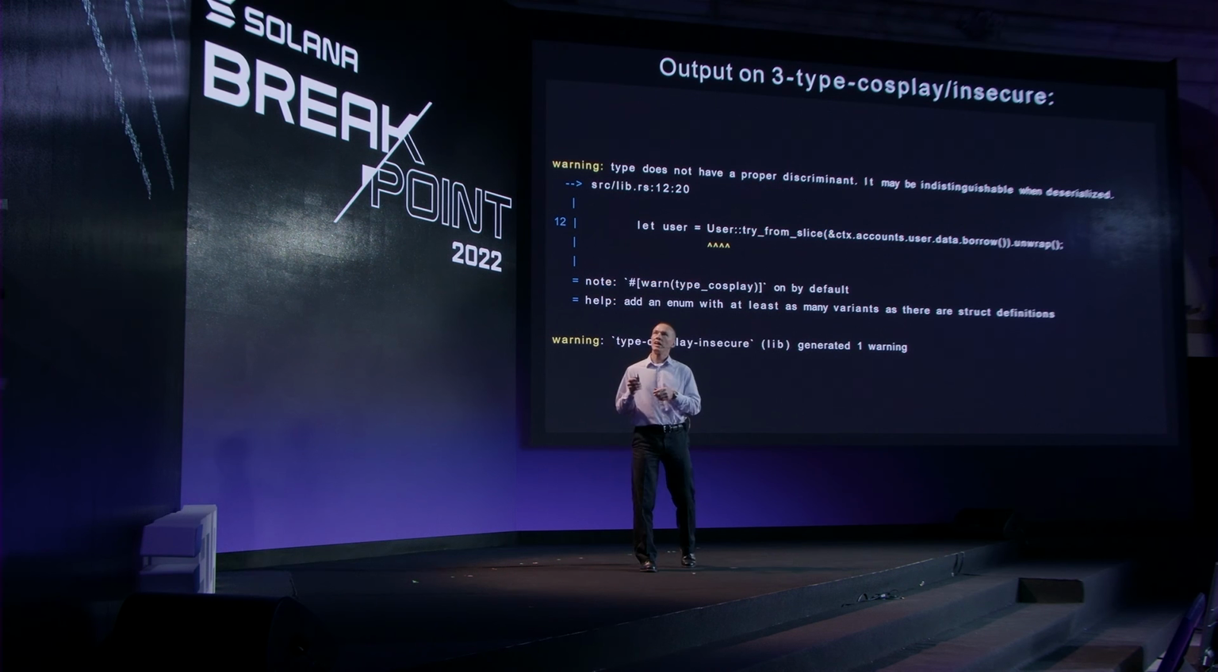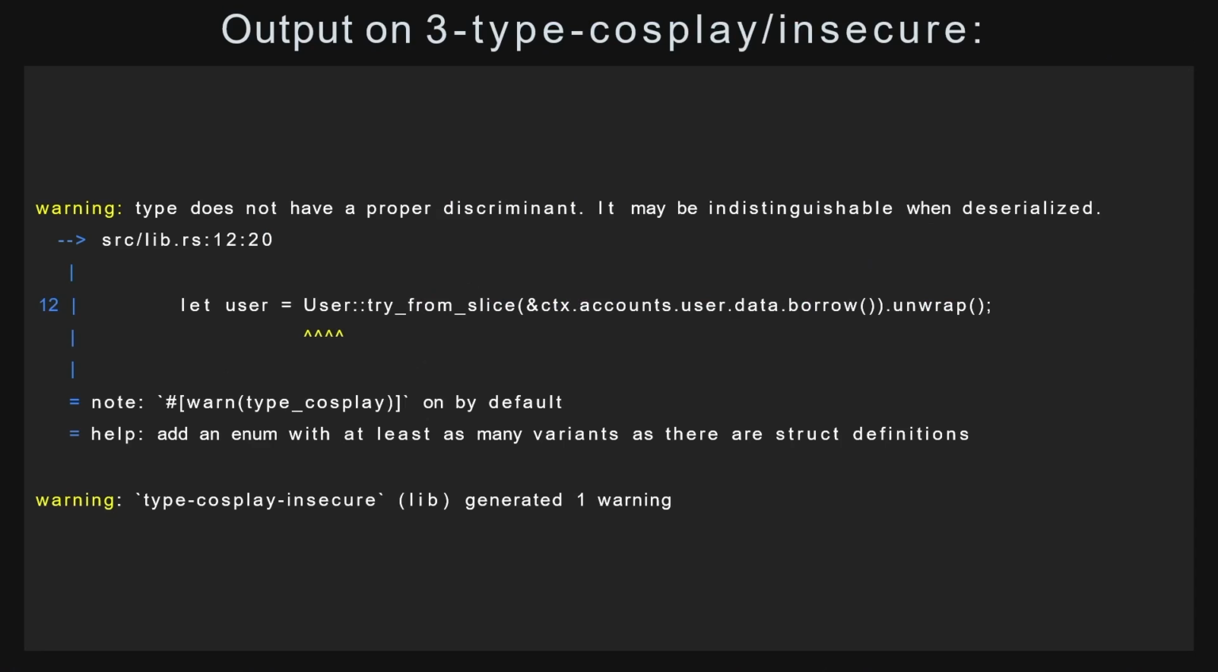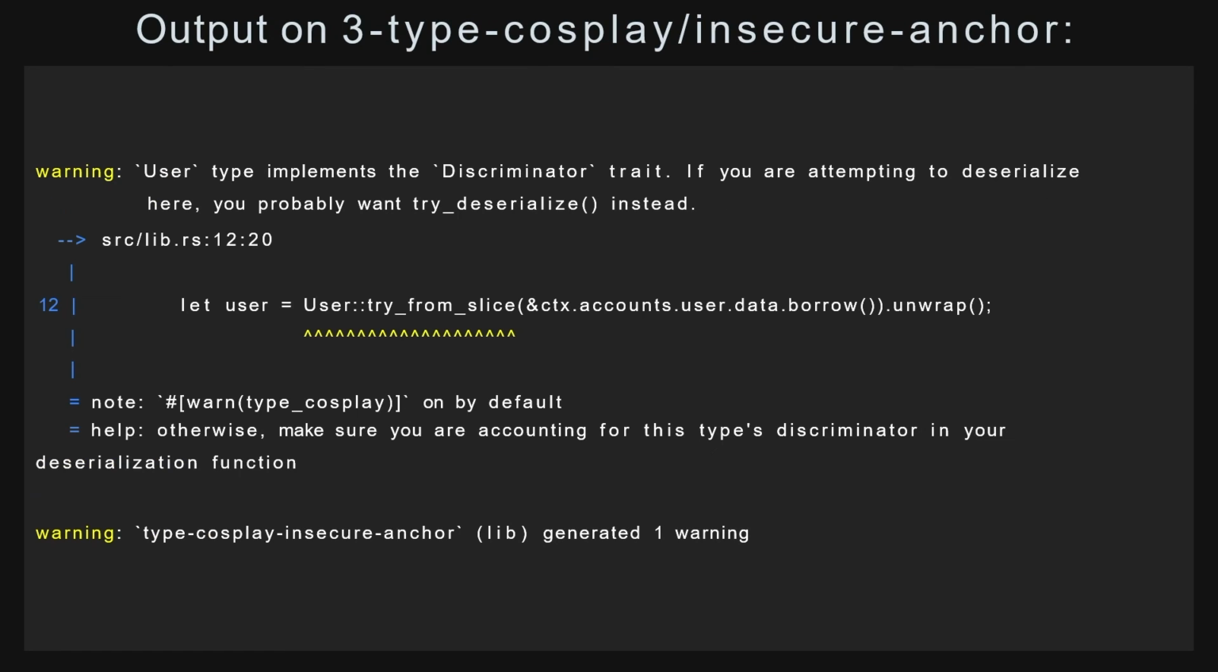So if you run the lint on the insecure example, you get a warning like this: type does not have a proper discriminant and may be indistinguishable when deserialized. However, if you run the lint on the insecure anchor example, which I just showed you, you instead get this warning: user type implements discriminator trait. If you are attempting to serialize here, you probably want to try deserialize.